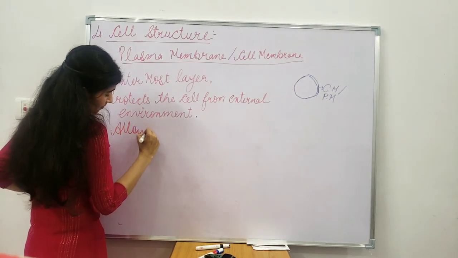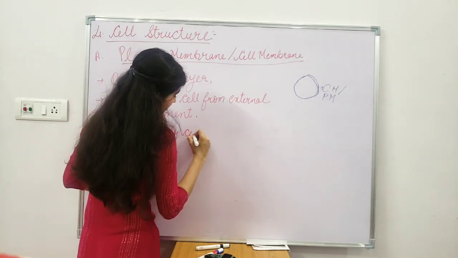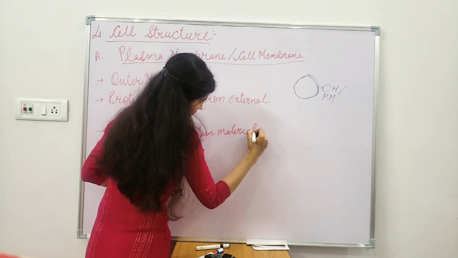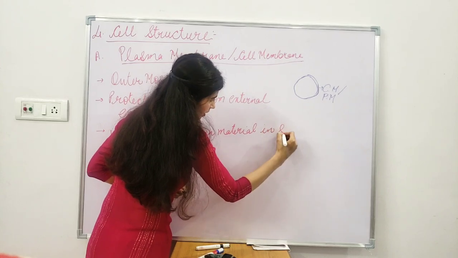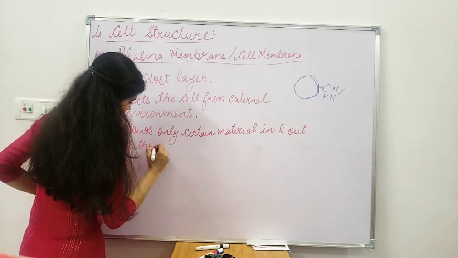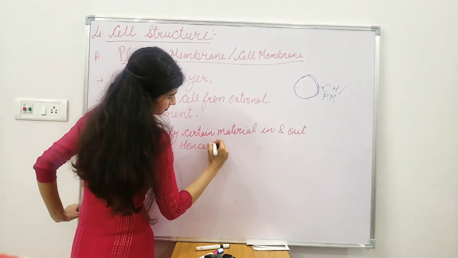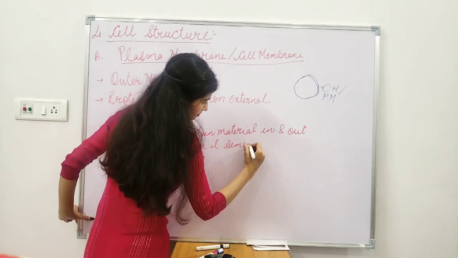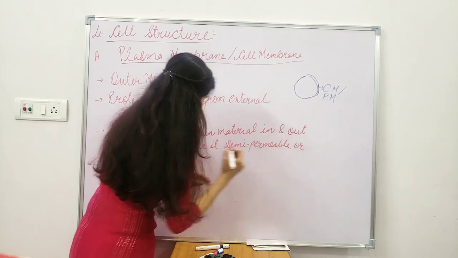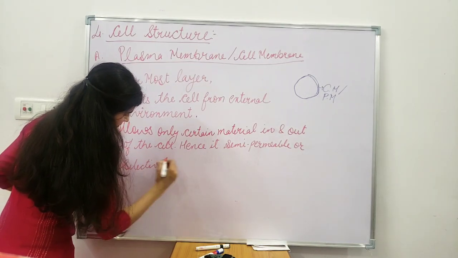It allows only certain material in and out of the cell. Hence, it is semi-permeable or selectively permeable.